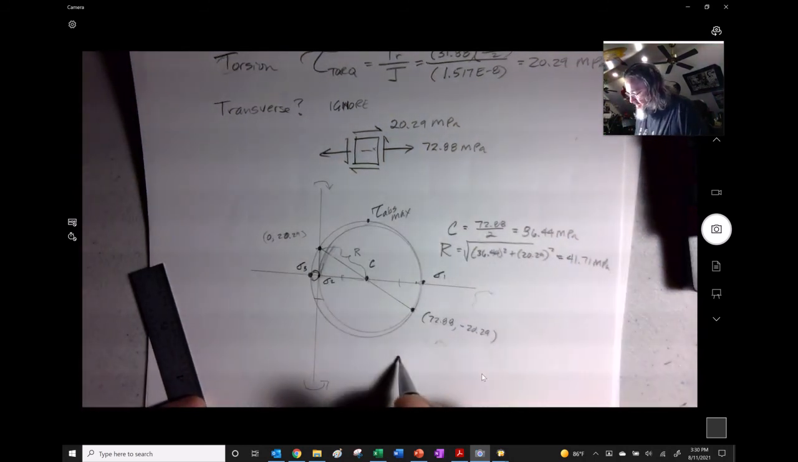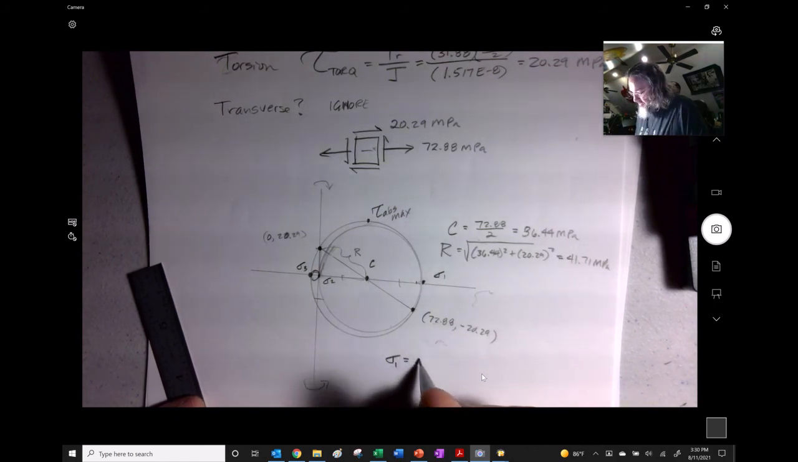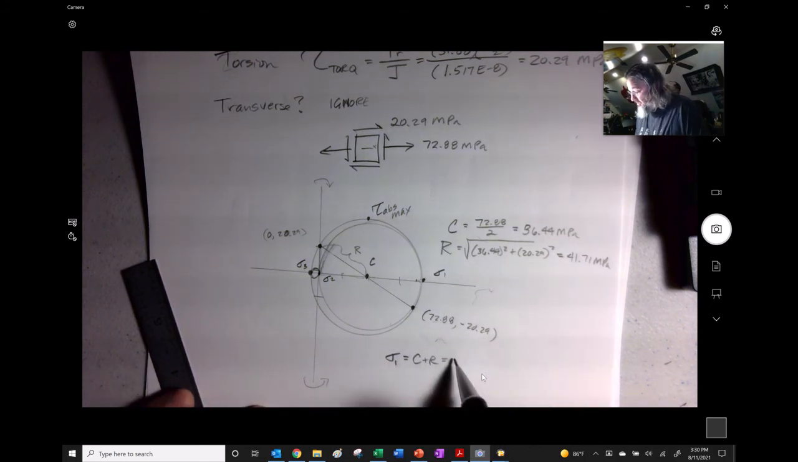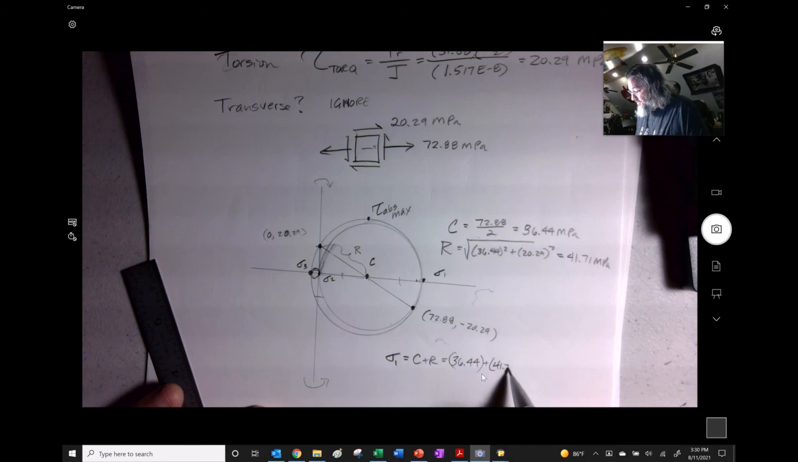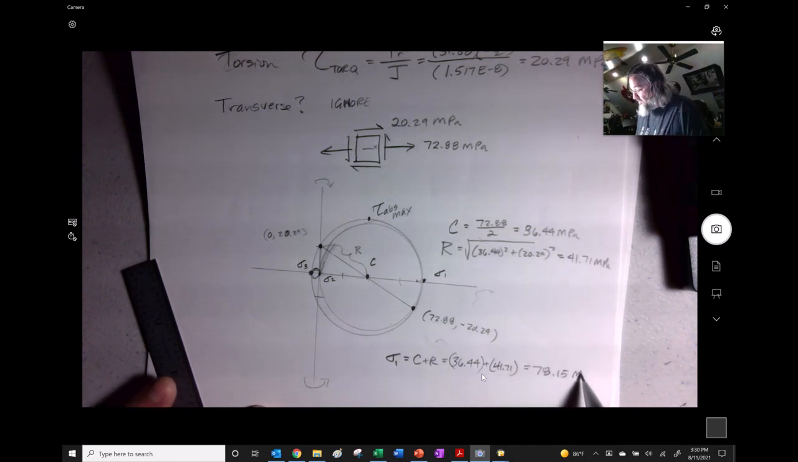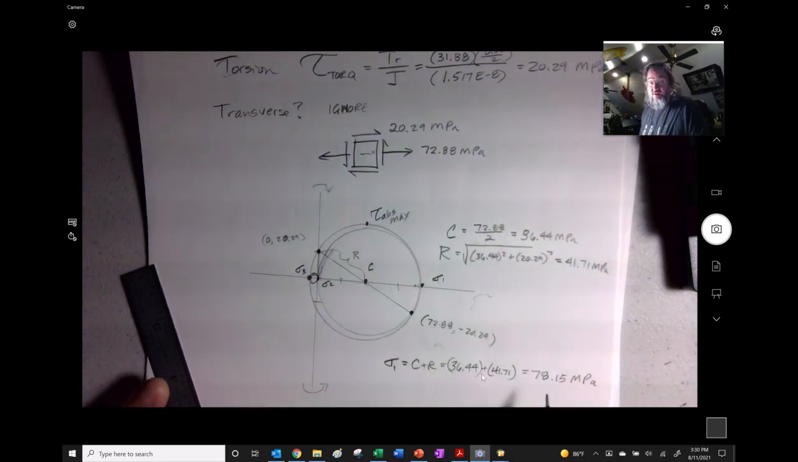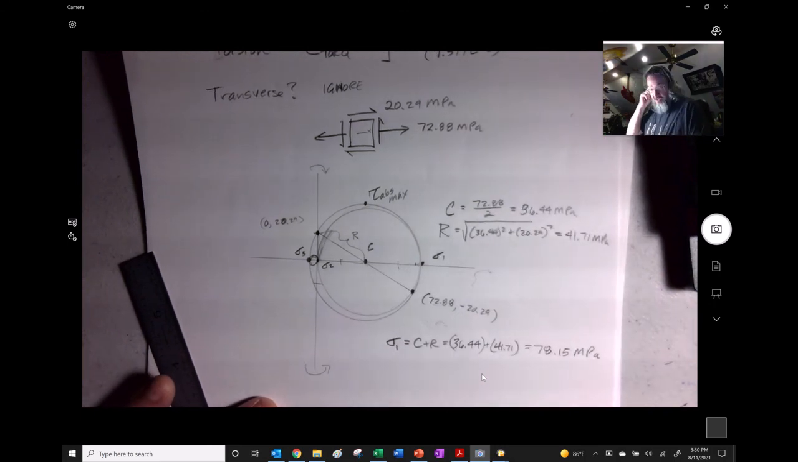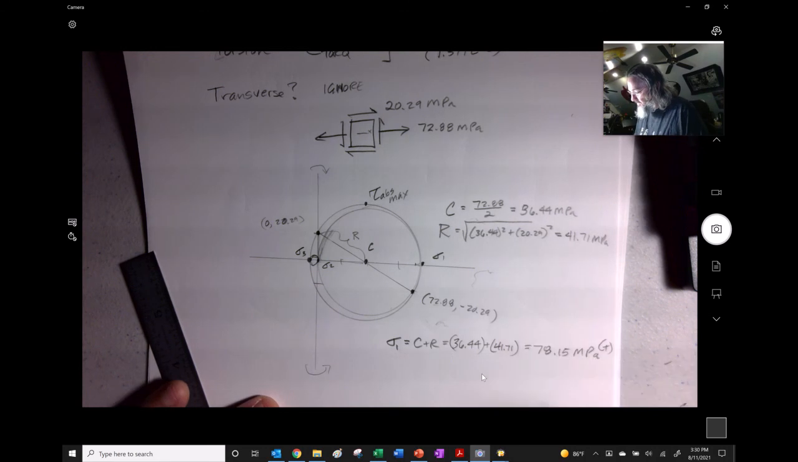And so sigma 1 is going to be equal to C plus R. That was formerly sigma A that we would call, which is going to be 36.44 plus 41.71. And so we have 78.15, which isn't all that much different from our 72.88, but it's the largest tensile stress that's going to be in this piece. And by the way, it is tension.